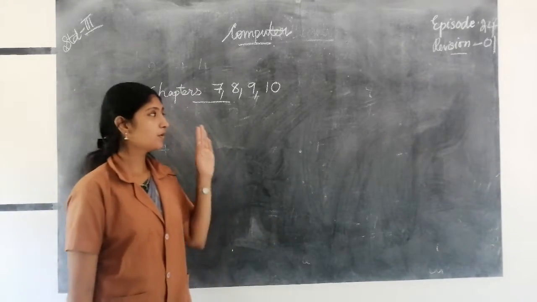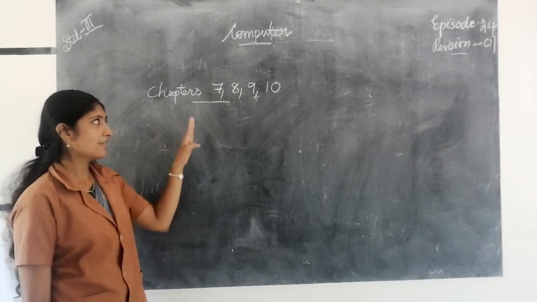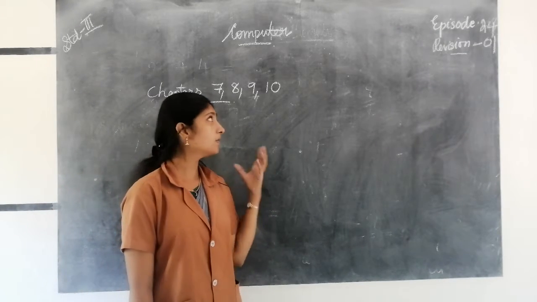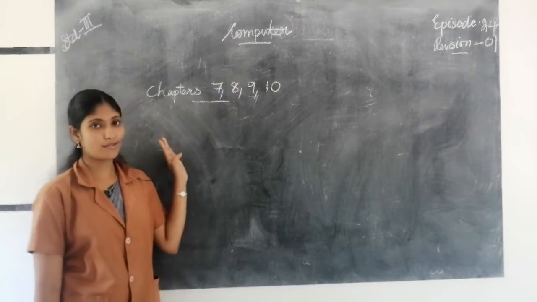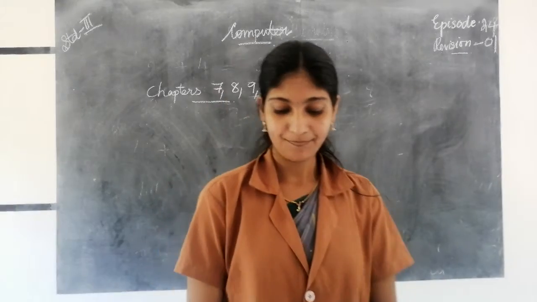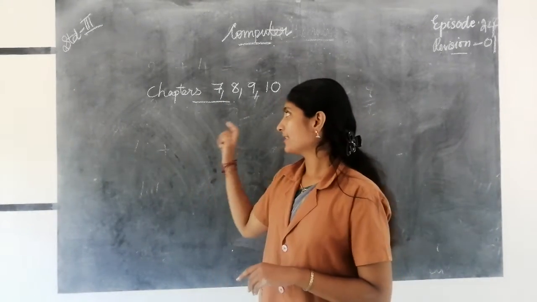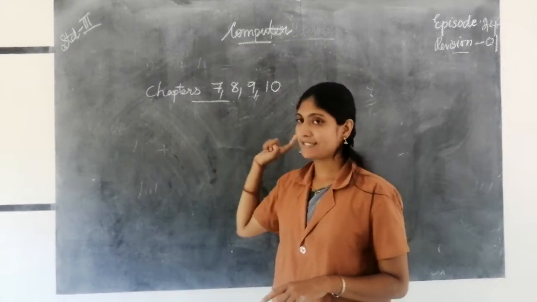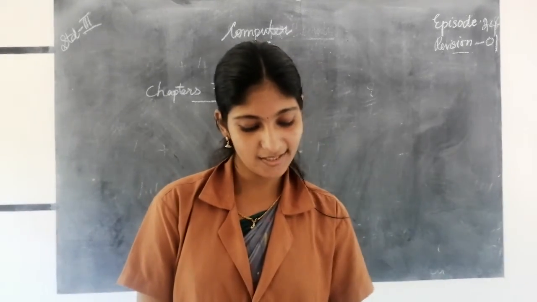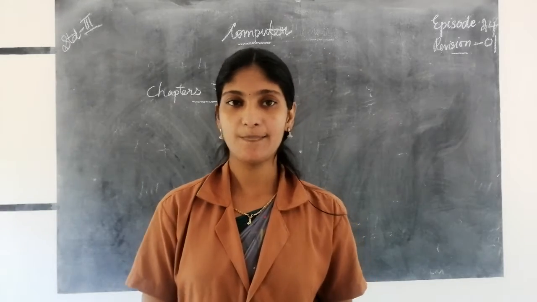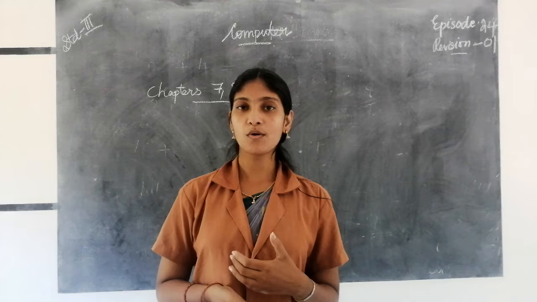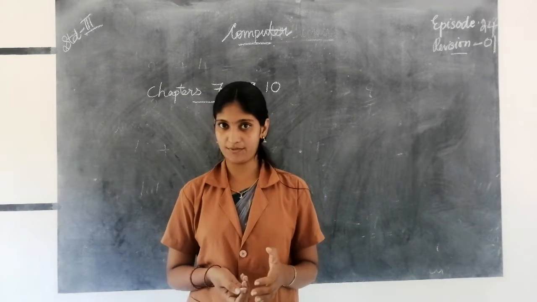First of all, you must study these chapters very well and then make sure all the answers are written down in this question paper. Do it very carefully. Then the first chapter in third term is chapter number 7, and its name is More About Paint. In this chapter, we discussed the advantages of paint software.